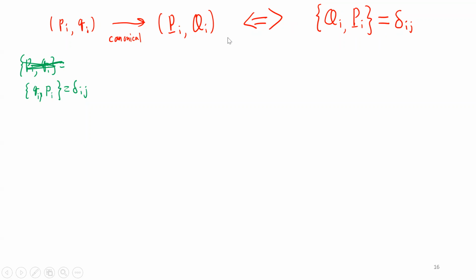well, if this is preserved, then this is a canonical transformation. On the other hand, if this is a canonical transformation, then this relation is preserved. So if I give you a transformation and you want to test whether this is a canonical transformation or not, then you just need to do the Poisson bracket of this new pair, capital Q and capital P.